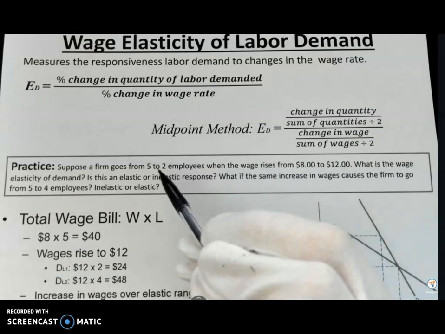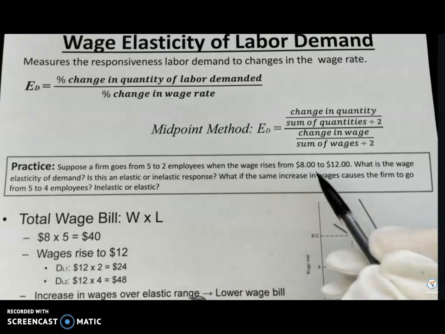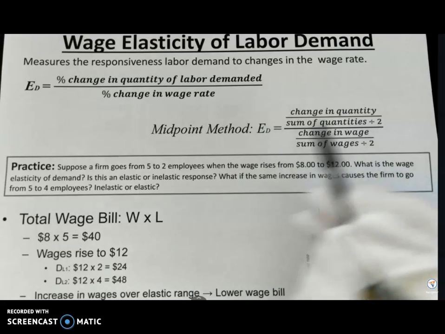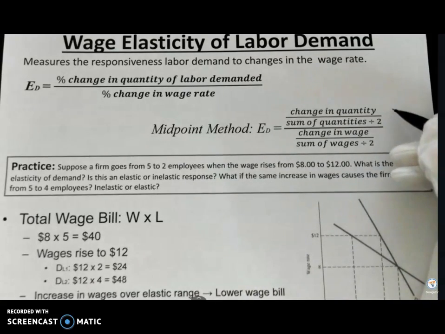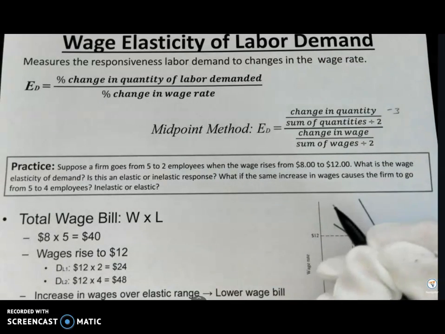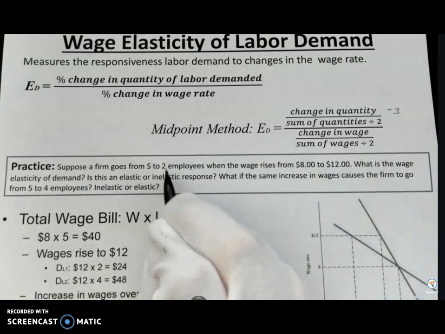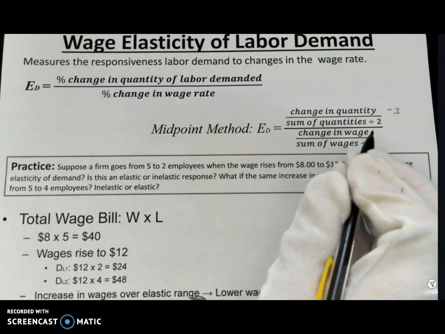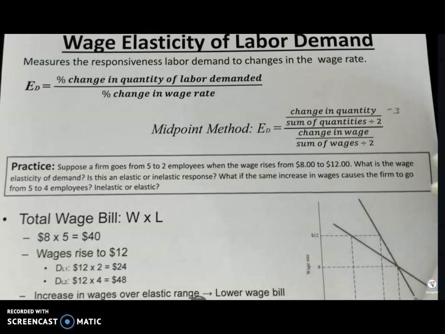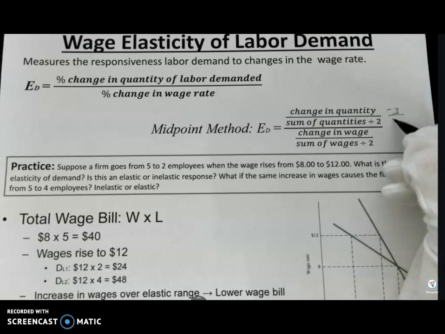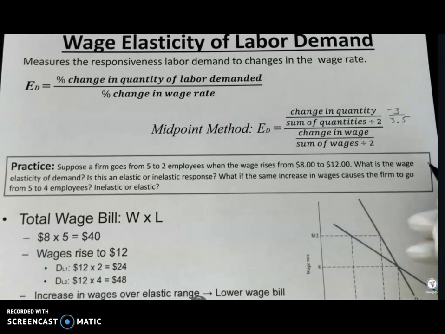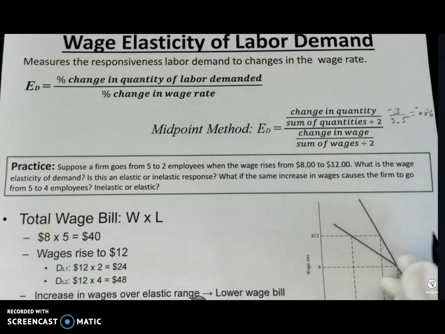It says that the firm goes from 5 to 2 employees when the wage goes from 8 to 12. We know the change in quantity is from 5 to 2. That's -3. So let's go ahead and put -3 there. Then we look for the average of the quantities, which is the sum, 5 plus 2. That's 7 divided by 2. 7 divided by 2 is 3.5. If you do the math, -3 over 3.5 gives you, and we'll round, -0.86.